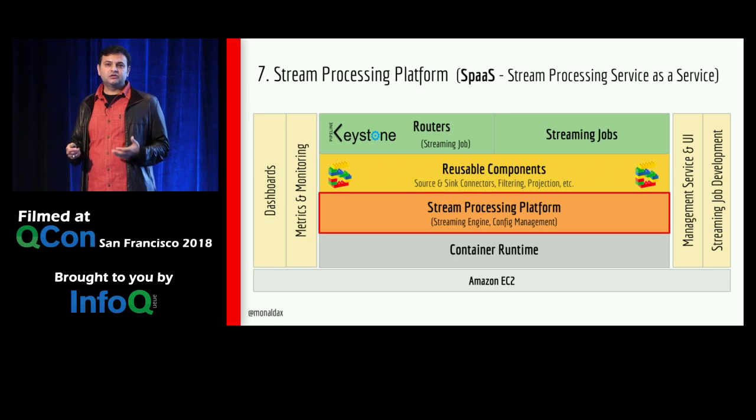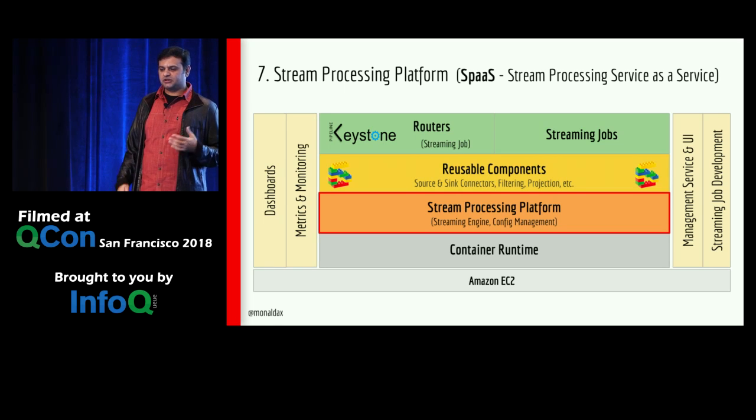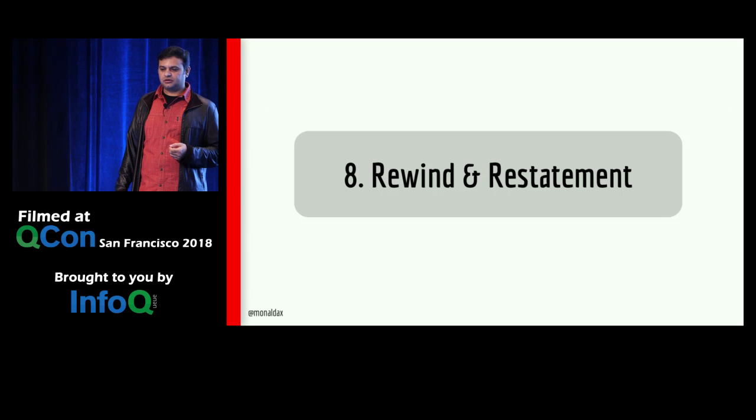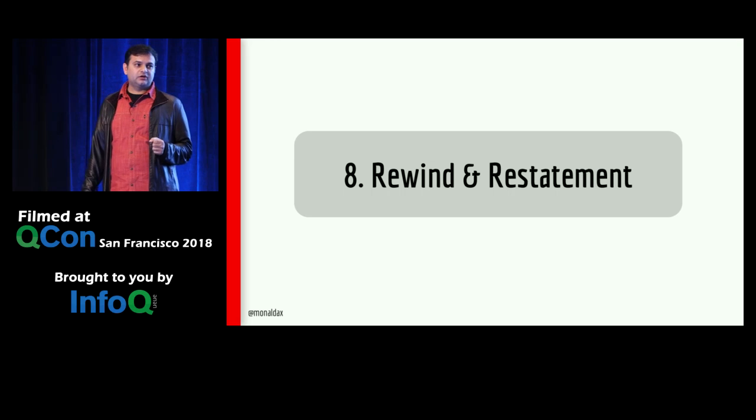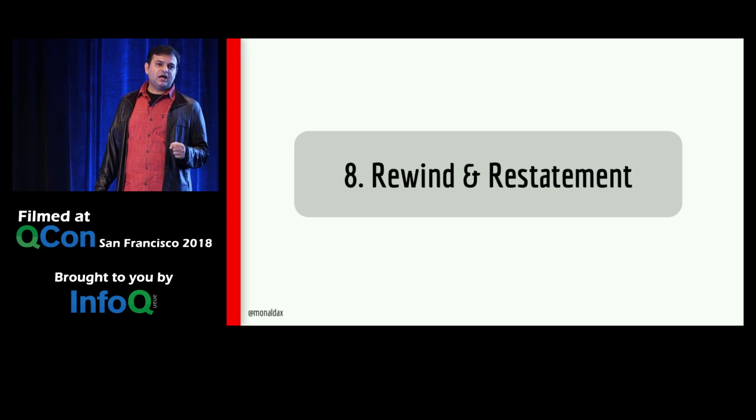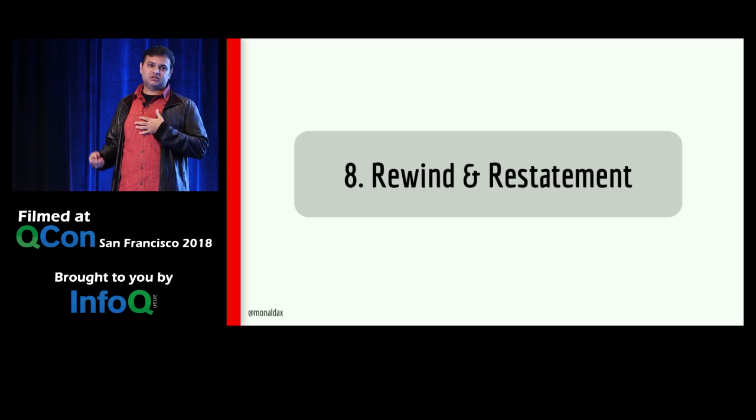So I thought including this would be useful as a pattern because it's emerging as one internally. The last pattern for the day is rewind and restatement. Now, what happens when there are bugs in the code or you want to reprocess some data, right? On batch, you go reprocess the whole batch. The batch fails, you start again for the 8 hours, and then you process the batch again.